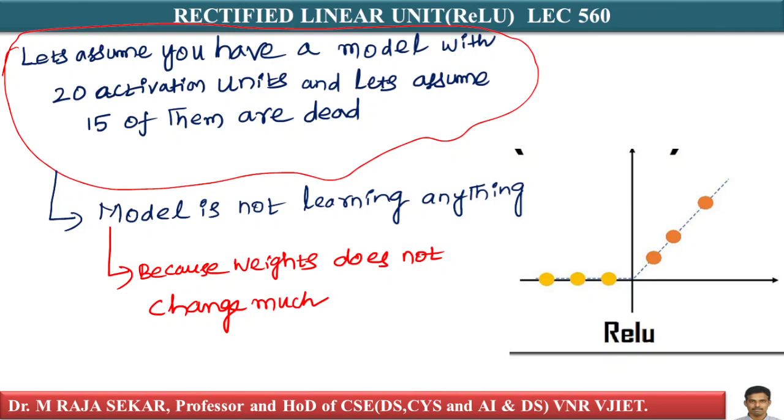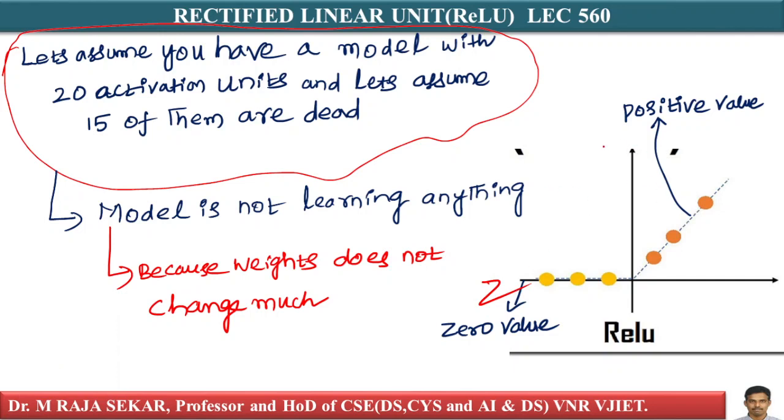How does our ReLU look like? Just see how this ReLU looks like. If Z has a positive value or zero value, this is my ReLU function. What is my Z here? This is my Z, isn't it? And this is my f of Z.